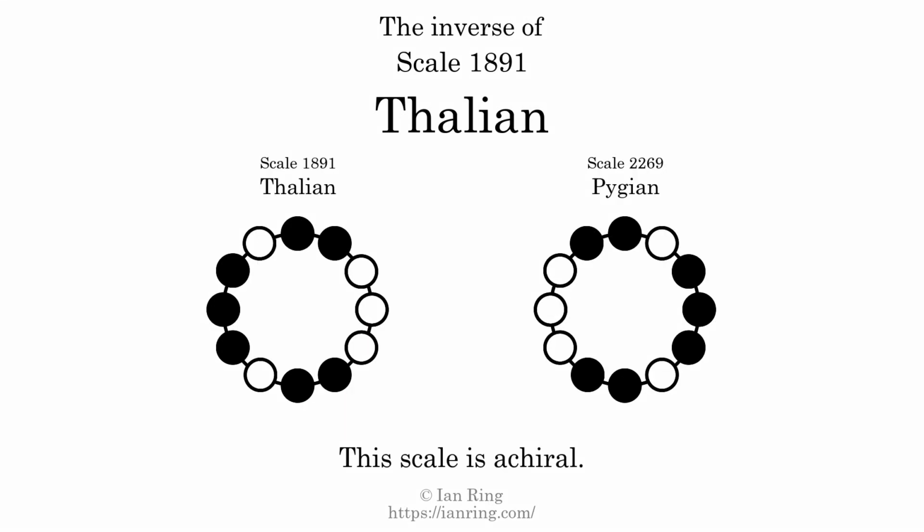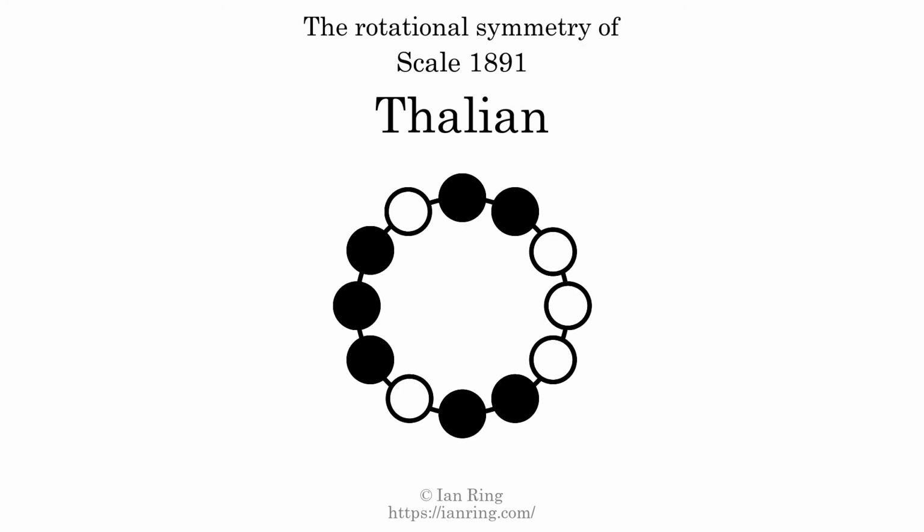The inverse of a scale is a mirror image. It is what you get when the sequence of intervals is reversed. The inverse of this scale is scale 2269, also known as Python. This scale is achiral, since it can transform into its own reflection by a rotational transformation. This scale has no rotational symmetry.